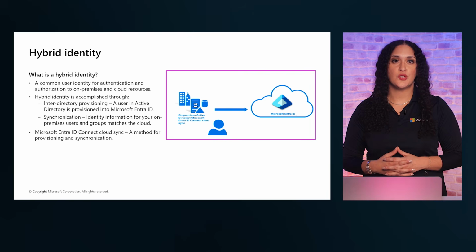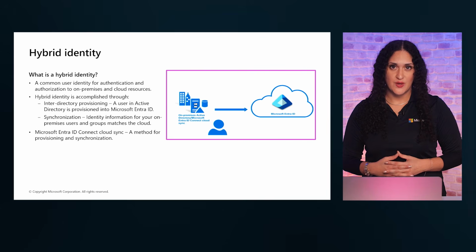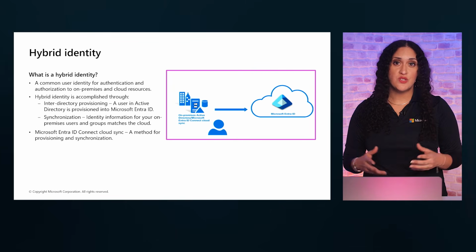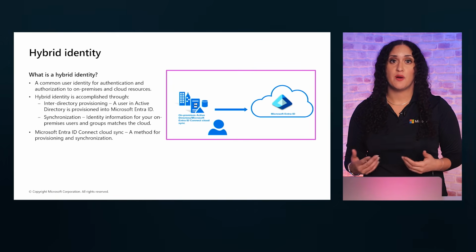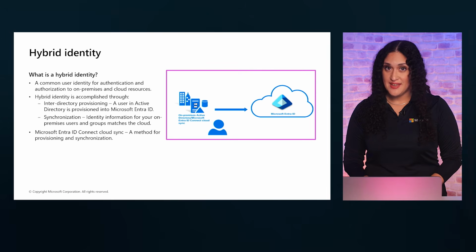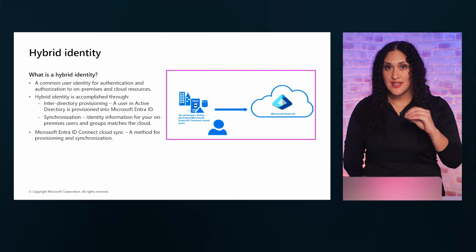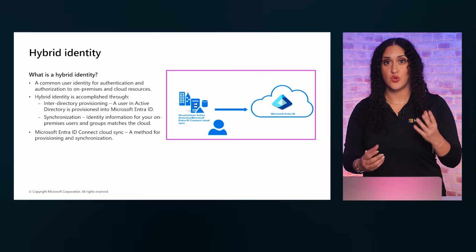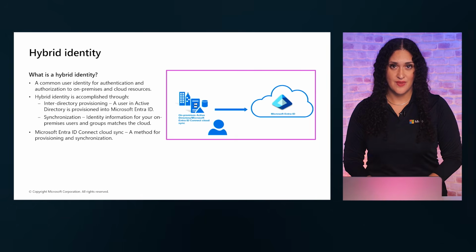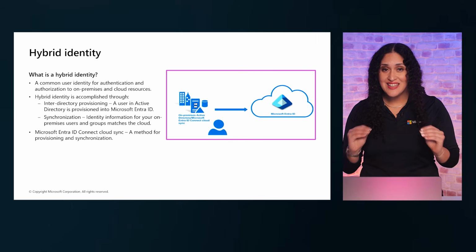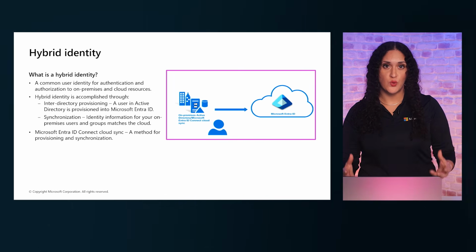Microsoft Entra ID supports this by creating a common identity that works across environments, improving the user experience while keeping access secure. Hybrid identity works through provisioning and synchronization between on-premises Active Directory and Microsoft Entra ID. Users that already exist on premises are provisioned into the cloud, and synchronization ensures identity information such as users and groups stays consistent. Microsoft Entra Connect's Cloud Sync is one method used to support this process, helping organizations keep identities aligned without a lot of complex manual work.